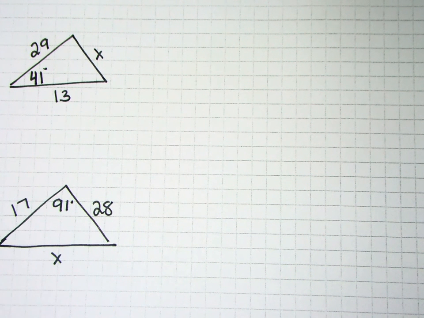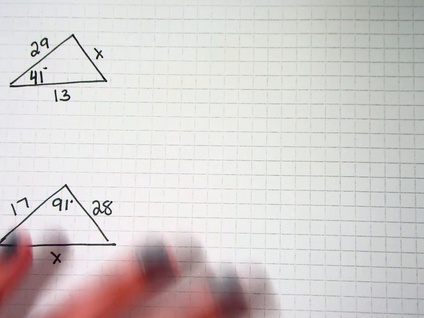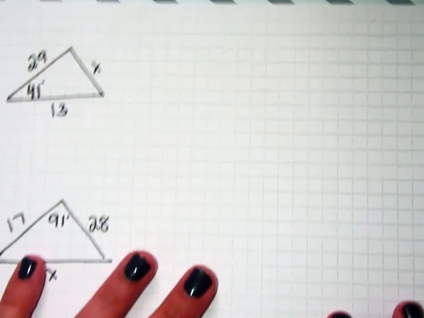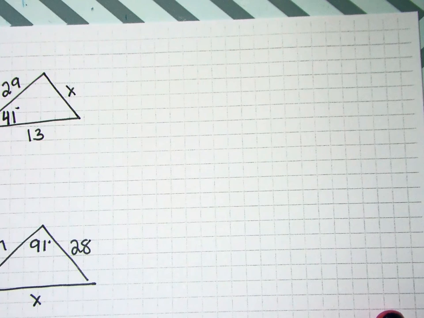Today's lesson is how to apply the law of cosines. The law of cosines is a very tricky looking formula. So what I'm going to do is go ahead and write it out up here, and then we're just going to talk about how the substitution occurs.